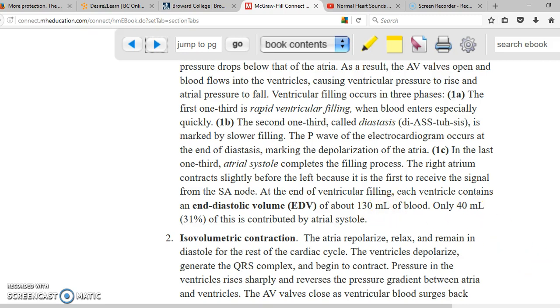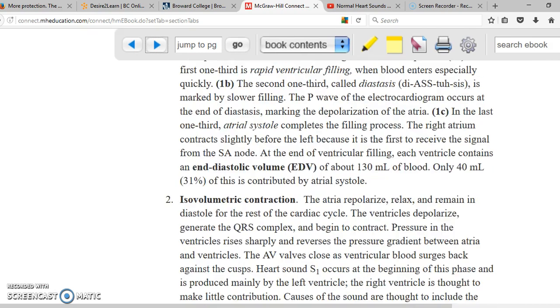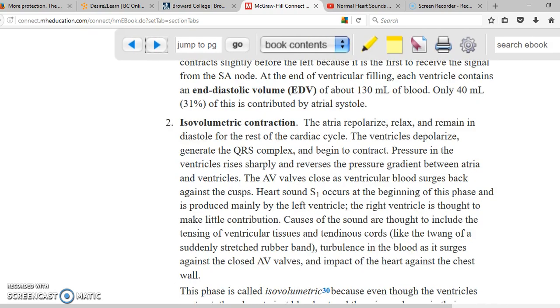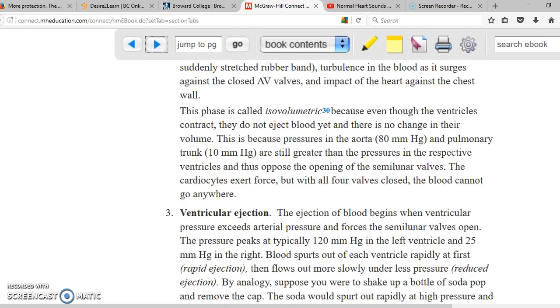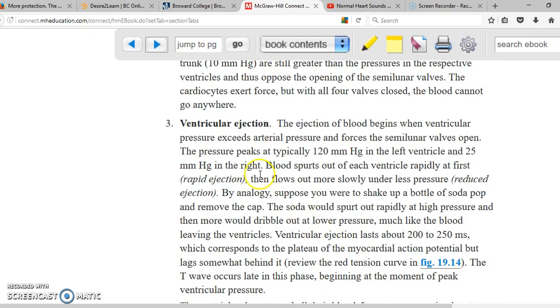Then the next step, as we said, is isovolumetric contraction, because even though the ventricle is contracting, the blood does not get pumped because the pressure in the ventricle is lower than the pressure in the semilunar valves and the pulmonary trunk, for example. Therefore, it will not be able to pump the blood until the pressure in the ventricle is higher than in the semilunar valve. And in that case, now you go to number 3, which is ventricular ejection. Okay, so ventricular ejection is the other one.